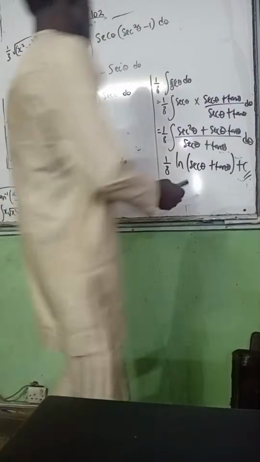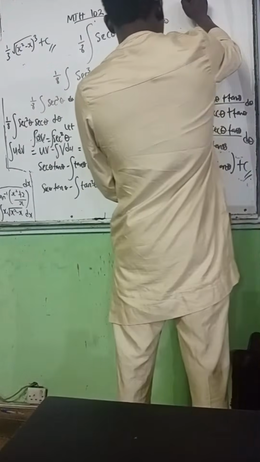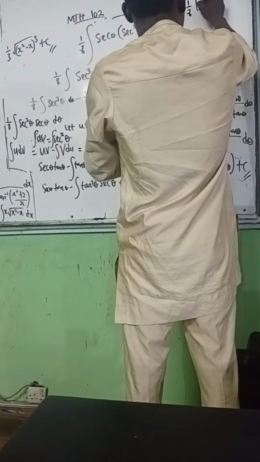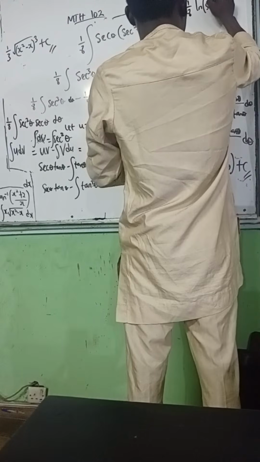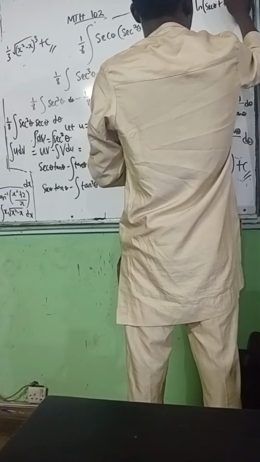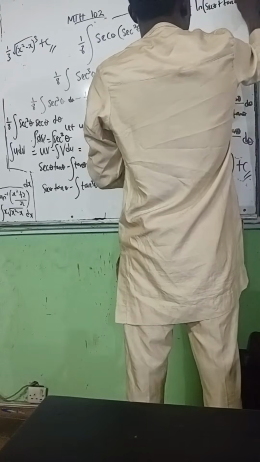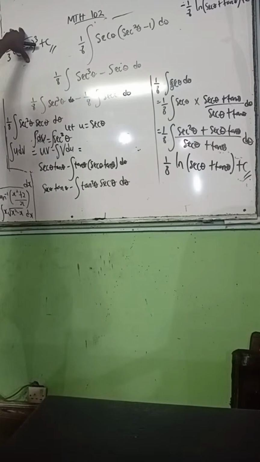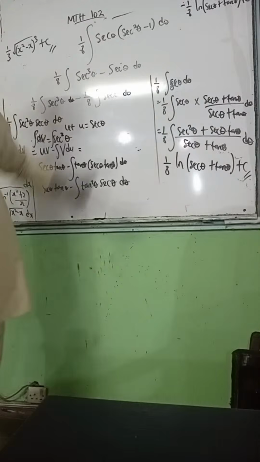We've gotten this answer. Let me keep it at one side. Minus 1/8, because I want to clean it. ln|sec theta plus tan theta| plus c. So that's what we are only focusing on. At the end of the day, we have this plus this minus this to give us our final answer.